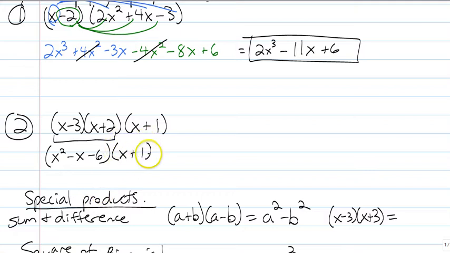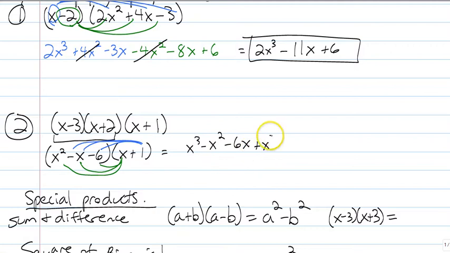And now I have this. And you can do it the other way too. It's the same thing. Multiply the x by everything and then the 1 by everything. So I get x cubed minus x squared minus 6x plus x squared minus x minus 6. And then combine your like terms. We have 1x cubed. We have a minus x squared and a plus x squared, so those cancel. We have a minus 6x and a minus 1x, which is a minus 7x, and then finally we are left with our minus 6.